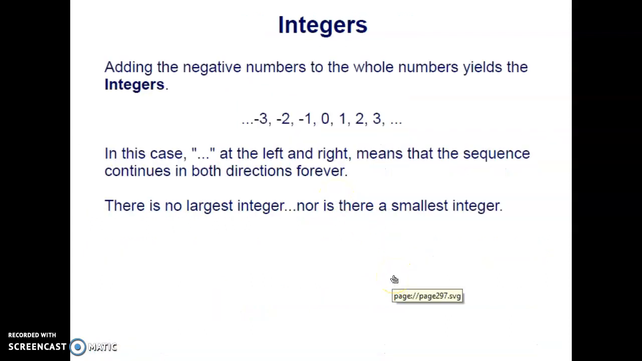Adding the negative numbers to the whole numbers yields the integers. Okay? Adding negative numbers to the whole numbers yields integers. In this case, the ellipsis at the left and right means that the sequence continues in both directions forever, meaning these numbers will get larger and larger, or smaller and smaller but negative. There is no largest integer, nor is there a smallest integer. But the key part is they are all whole numbers that now have negative connotations.